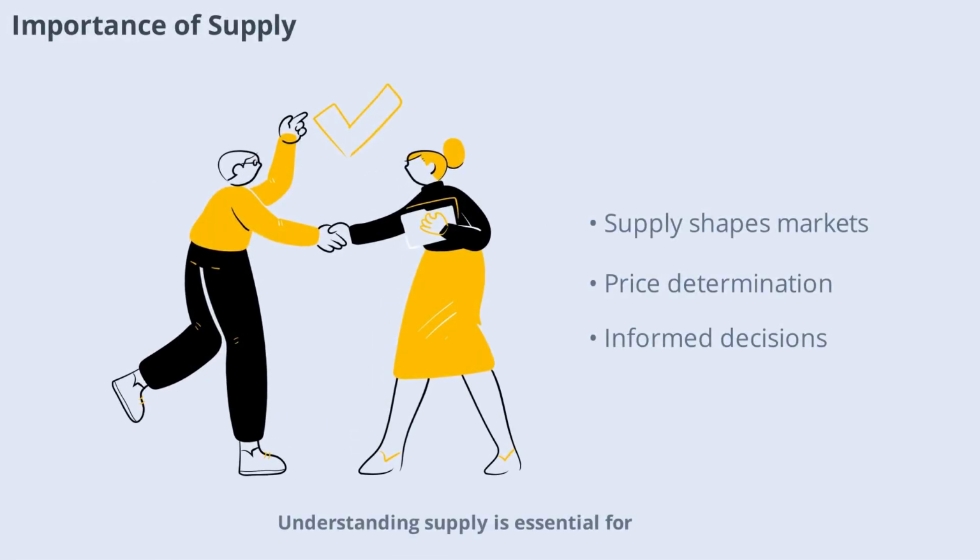Understanding supply is essential for anyone interested in economics or business. Supply helps us see how markets operate and how prices are determined, especially when combined with demand. When supply changes, it can lead to price fluctuations, shortages, or surpluses. By studying supply, we gain valuable insights into market trends, producer behavior, and the overall functioning of the economy. This knowledge is useful for making informed decisions as a consumer, producer, or policymaker.